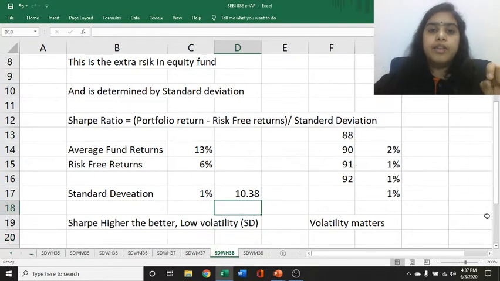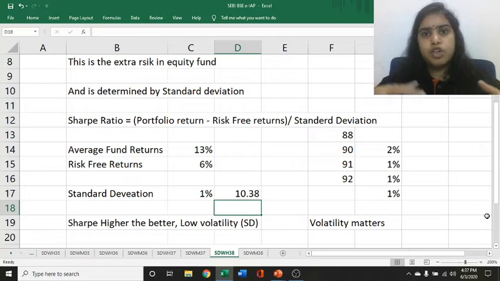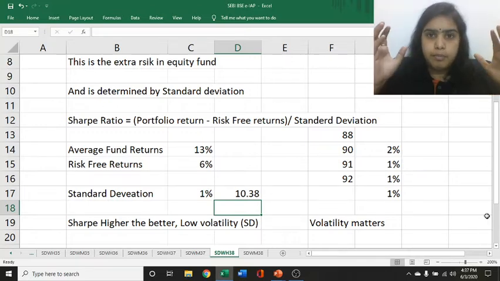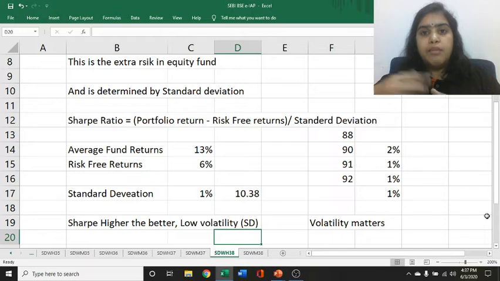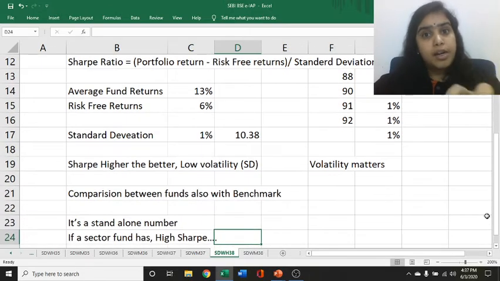And when we compare the Sharpe ratio with other funds, the higher the Sharpe ratio, the better the fund is. So we can do a comparative study, but it is a standalone number, so it cannot be the only measure by which you can decide whether to go for this fund or not. It is a standalone number and it is a quantitative measure.